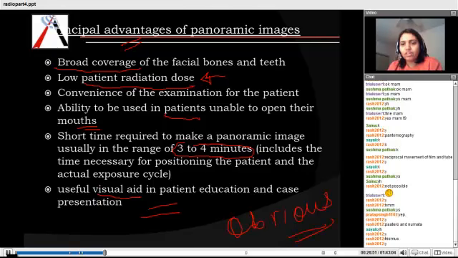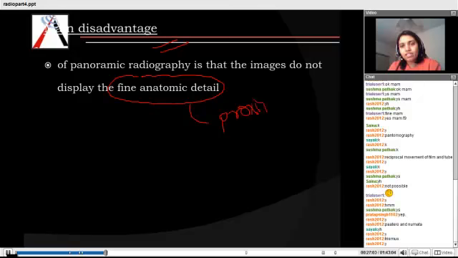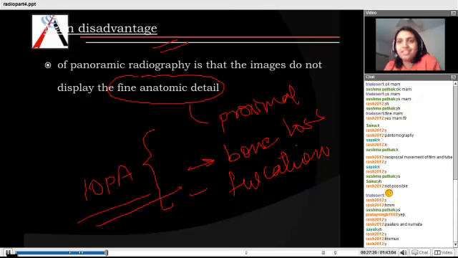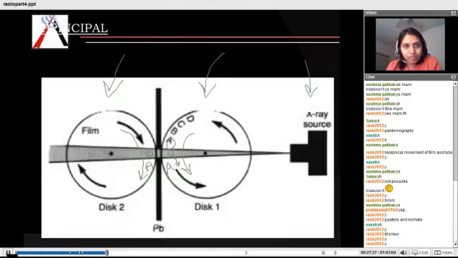So I don't think there needs to be much racking of the head on these points. But the main disadvantage is we do not get fine anatomic details. If we are supposed to locate a proximal caries, find out the actual amount of bone loss, or look for periapical involvement, and all these kinds of smaller details, we do need IOPAs. We cannot rely on OPG in such cases, right? So that's a very direct, well-known disadvantage of panoramic radiography.